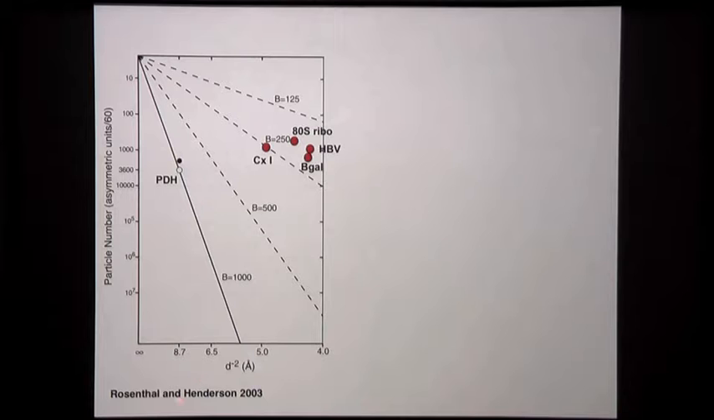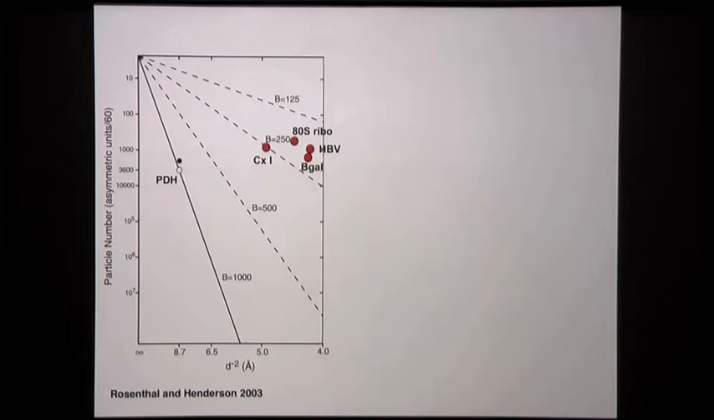You can read the theory behind this graph in Peter and Richard's publication in 2003, which shows what kind of resolution you get for a given B factor. This is pyruvate dehydrogenase, which Peter and Richard worked on. These images were taken on film, and it has icosahedral symmetry. It had a B factor of about 1000 and gave about 8.7 angstrom. These are 4 different examples which I show here, all taken on direct electron detectors. Then you can see that complex 1 is about here, around 5 angstrom.